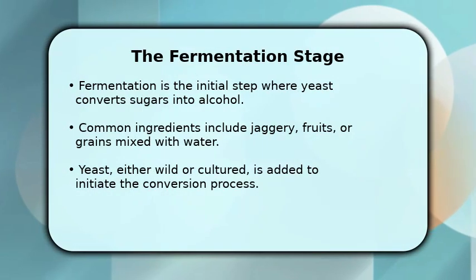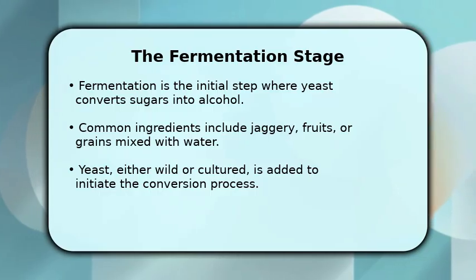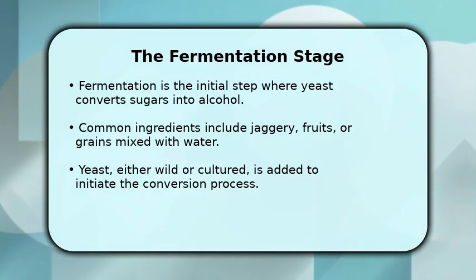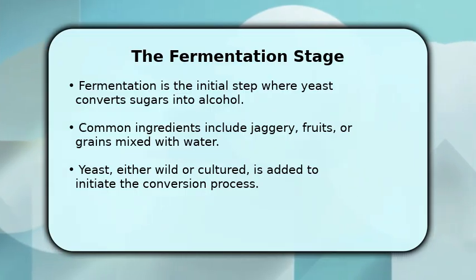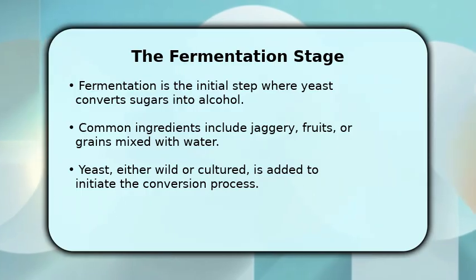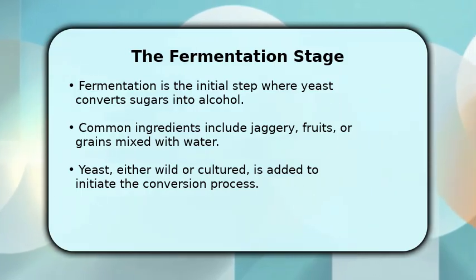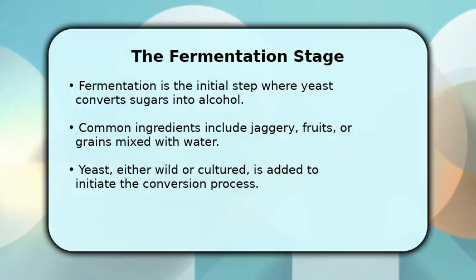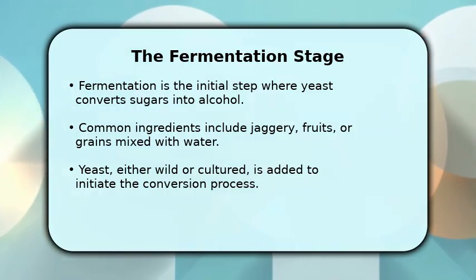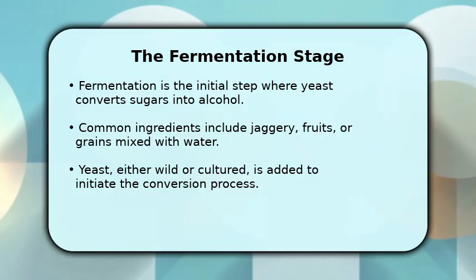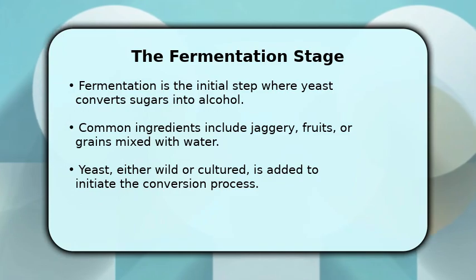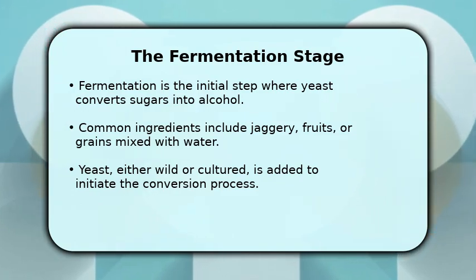The journey begins with fermentation, a crucial biological process. Here, yeast acts upon the sugars present in your chosen raw materials, such as jaggery or fruit, converting them into ethanol and carbon dioxide. This mixture, often called a wash, is left to ferment for approximately 3 to 7 days, depending on the ingredients and ambient temperature. Proper conditions are vital for successful alcohol production during this phase.